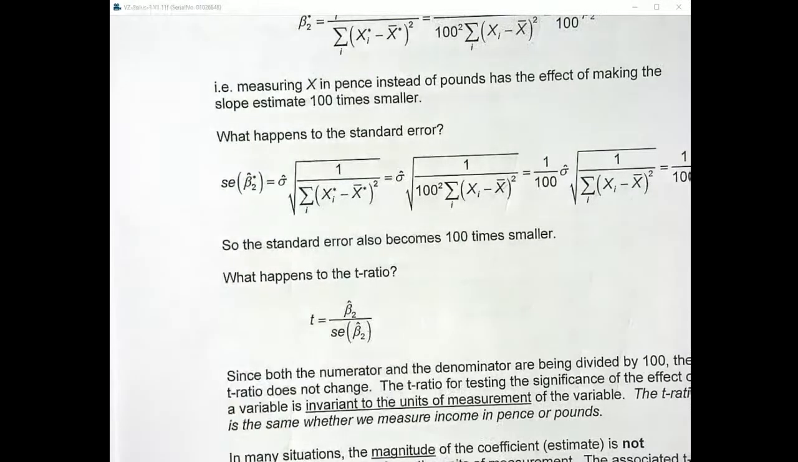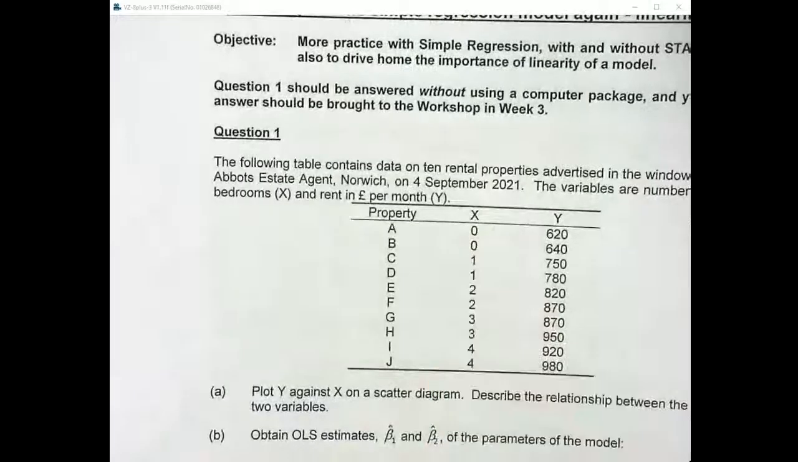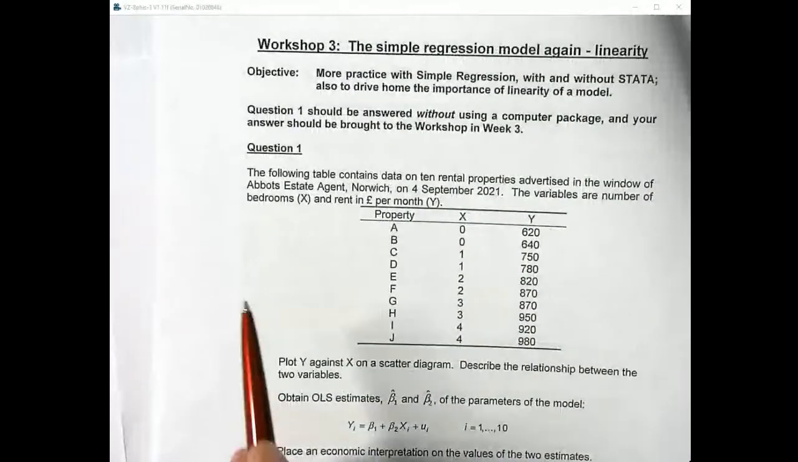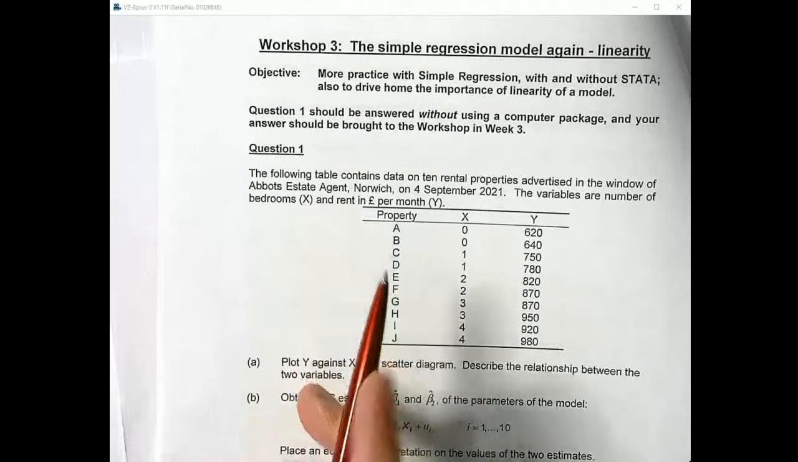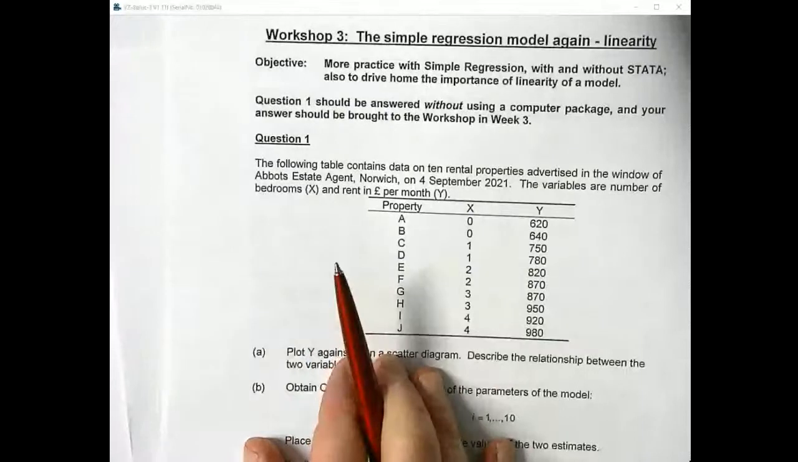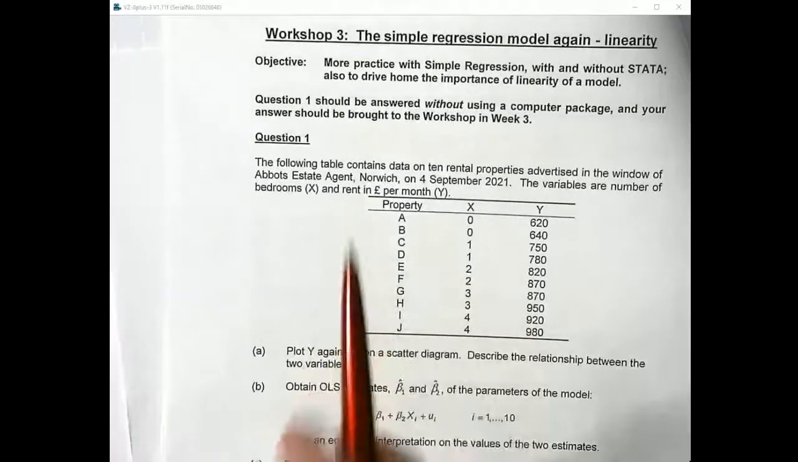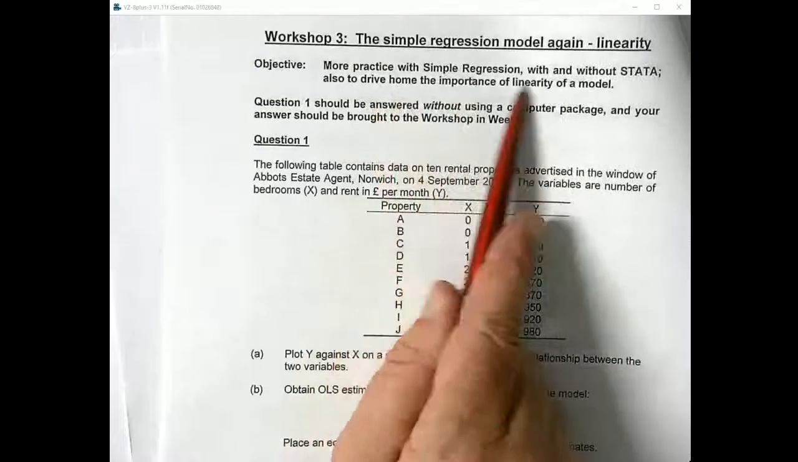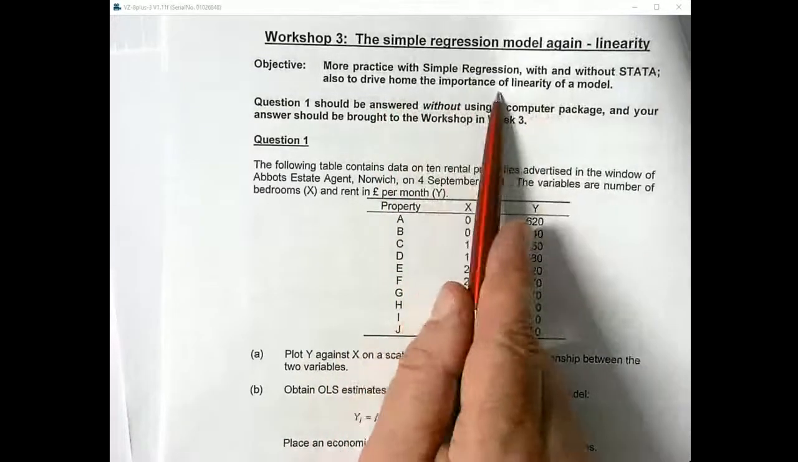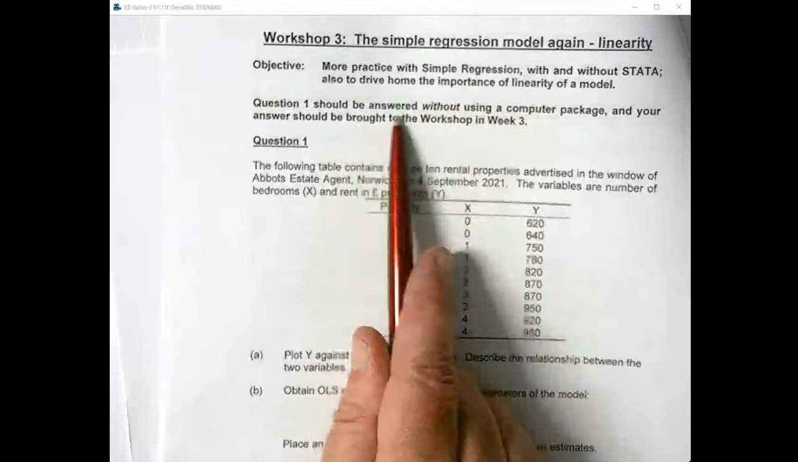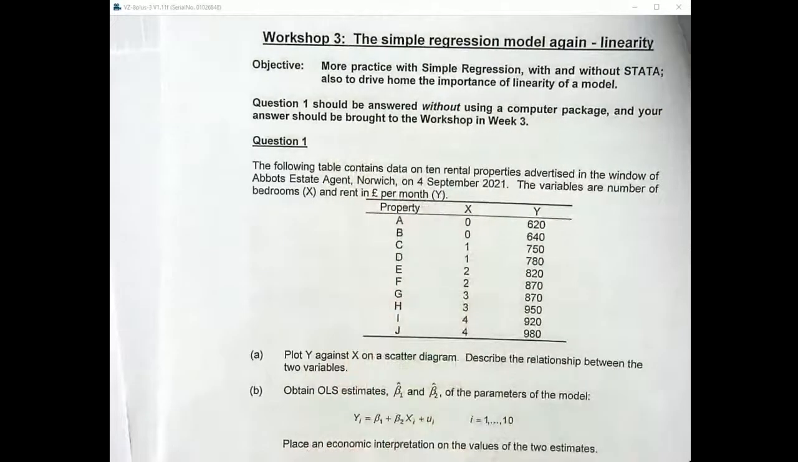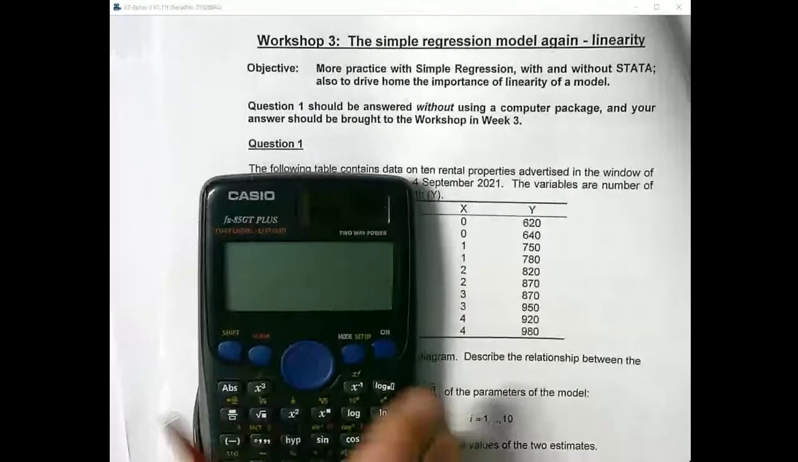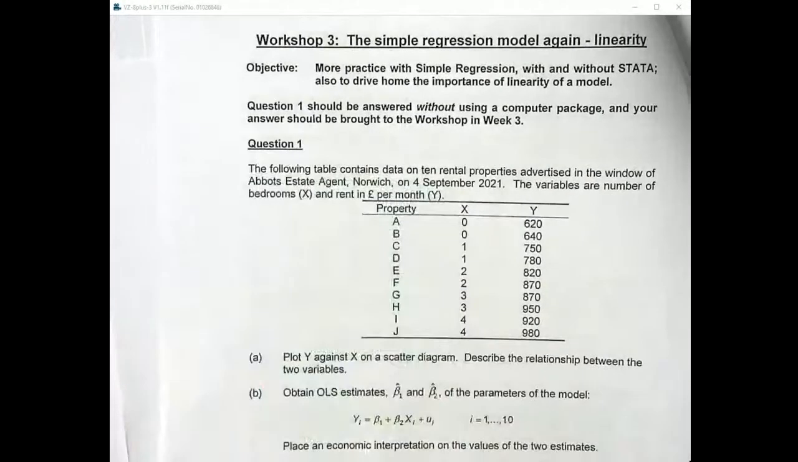As I told you earlier, workshop 3 is the same thing. All the workshop material is now on the Blackboard site. You may not have seen this yet, but it's on the Blackboard site. This is the workshop for this week. More practice with simple regression with and without Stata, also linearity. Question 1 should be answered without using a computer package, and your answer should be brought to the workshop in week 3. So I'm telling you to use one of these to work out the answers.